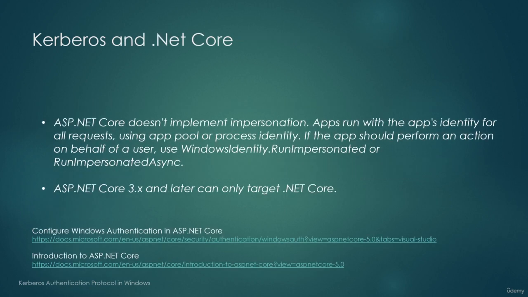ASP.NET Core doesn't implement impersonation. Applications run with the application's identity for all requests, using the app pool or process identity. If the application should perform an action on behalf of a user, we need to use the methods WindowsIdentity.RunImpersonated or RunImpersonatedAsync. Also note that ASP.NET Core 3 and later can only target .NET Core services.